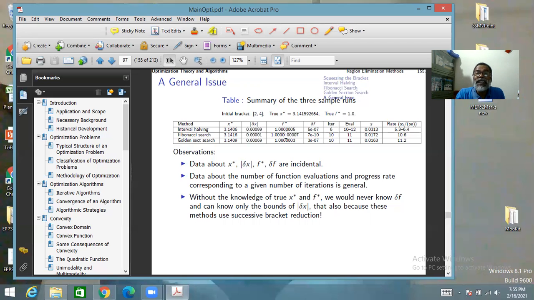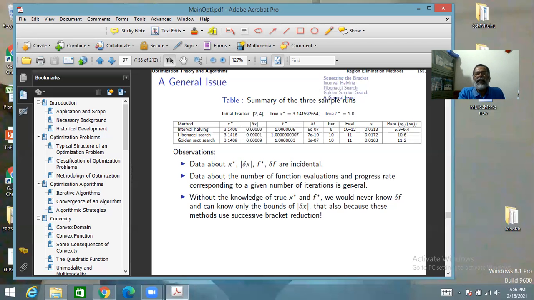So what is going to happen is this interval reduction, at what rate? Over 10 to 12 iterations, having reduced the interval of size 2 to 0.03, Fibonacci search reduced it to 0.0172, golden section search reduced it to 0.0163. So golden section search turns out to reduce it to the smallest value. And the rate of the squeezing, you get this. Data about the number of function evaluations and progress rate corresponding to a given number of iterations is general. That will operate for whatever function you take, because we are reducing the interval size according to a planned rate.